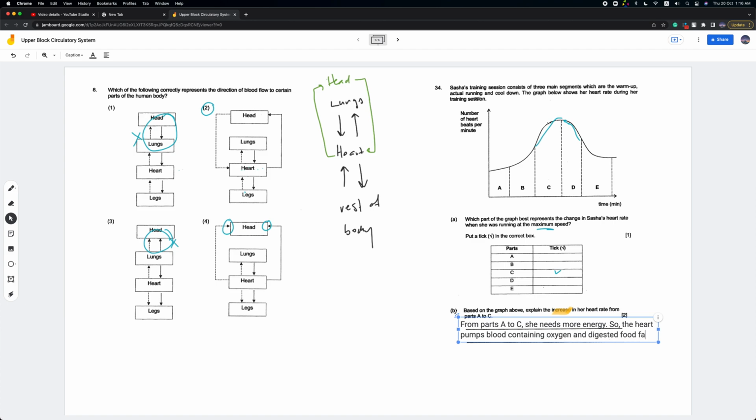Then we have to mention this word. It's very important. Faster. To where? To all parts of the body. Or depending on the question, sometimes they ask for a certain part of the body. Here we are not asked about a certain part of the body. So we just say pumps blood containing oxygen and digested food faster to all parts of the body. And the next part here is to increase the rate of respiration and release more energy.